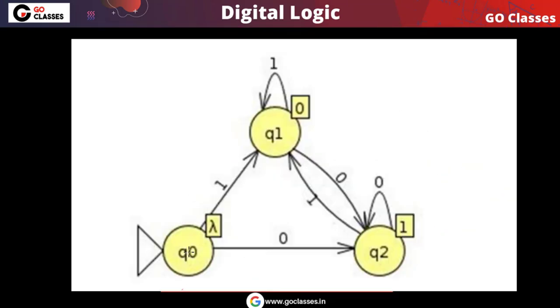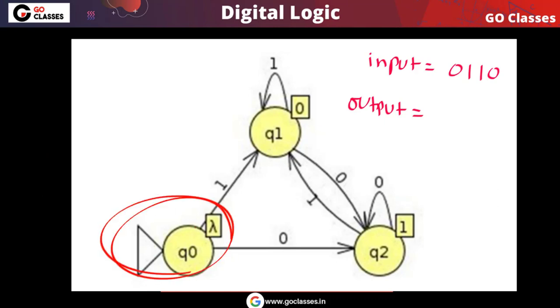In this, for example, just assume that your input is 0110. Then what will be the output? This is your initial state. In the initial state, you are printing the empty string. Now, if the first symbol is 0, then you will go to Q2, and in Q2 you will print 1.